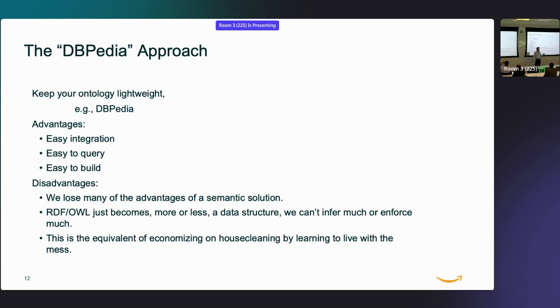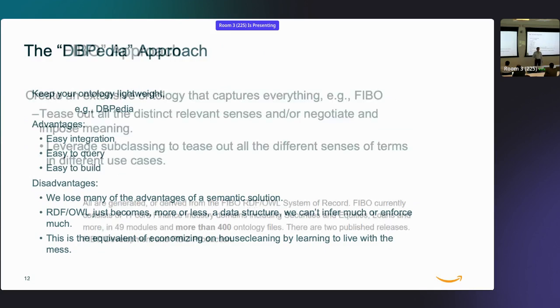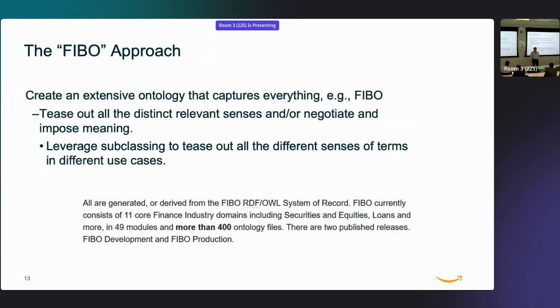But we can't do some of the sexy things that we want to do with ontologies, right? The ontology isn't very rich. The RDF OWL there really just plays a data structuring role, and doesn't really allow us to build very rich semantics. The flip side of that is the FIBO approach.